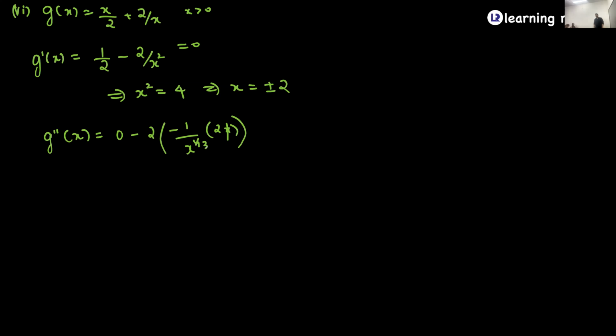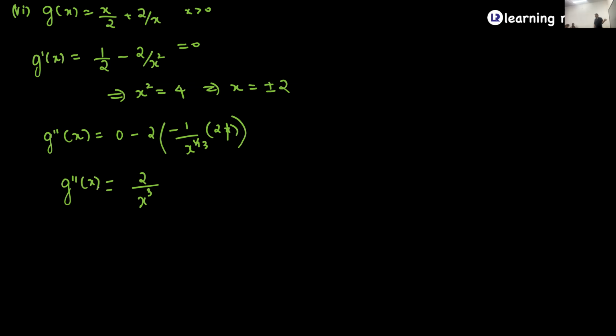Okay, if at all you don't get this idea, what you can do is you can write this as x power minus 2. Then it will become minus 2 into x power minus 1. Sorry, minus 2 into x power minus 3. So that's what you will get. So 2 into 2, 4, minus of minus is plus, 2 divided by x power 3 is what is g double dash of x.